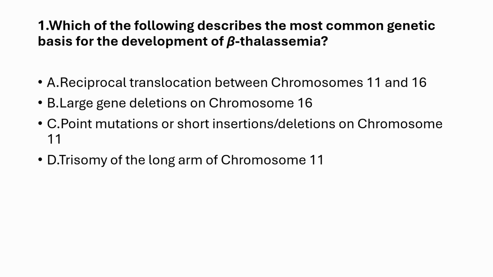So let us see a few questions to see how much we have understood this topic. First question: which of the following describes the most common genetic basis for the development of beta thalassemia? Reciprocal translocation between chromosome 11 and 16 is wrong. Large deletions on chromosome 16 are responsible for alpha thalassemia. Trisomy of the long arm of chromosome 11 is wrong. So C is the correct answer. Point mutations or short insertions or deletions on chromosome 11 lead to beta thalassemia.